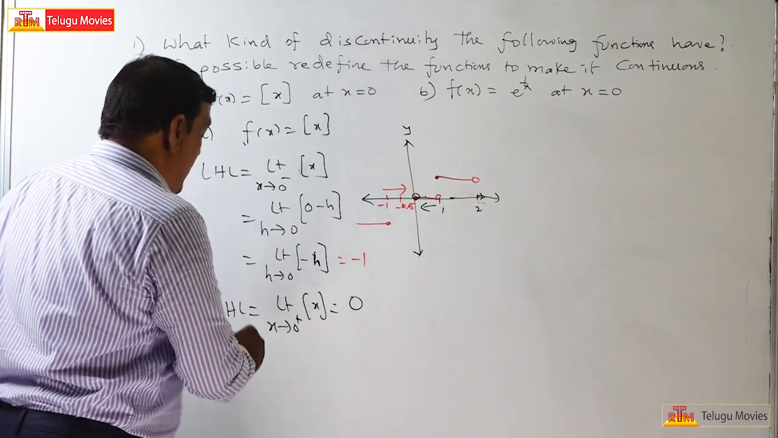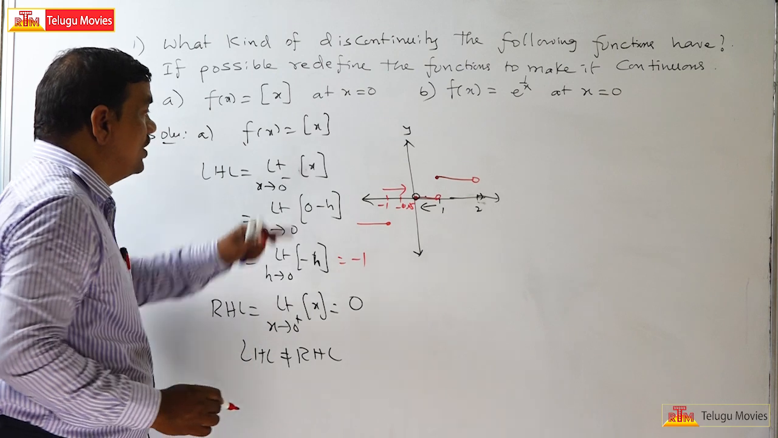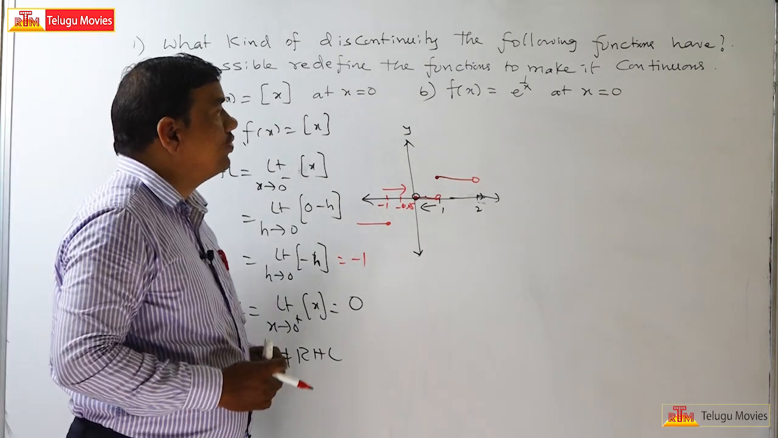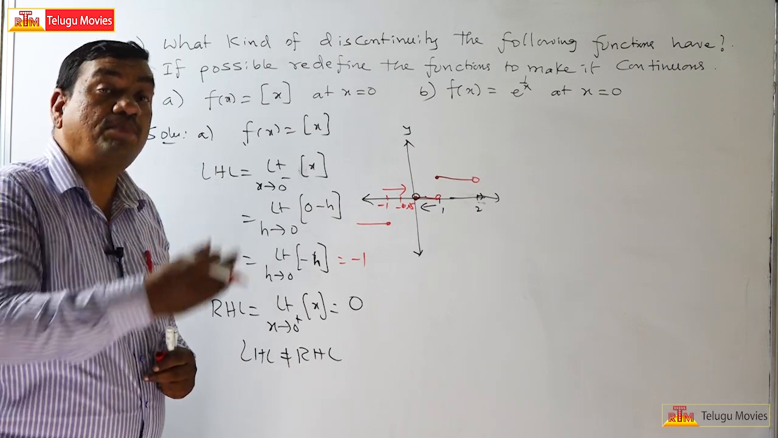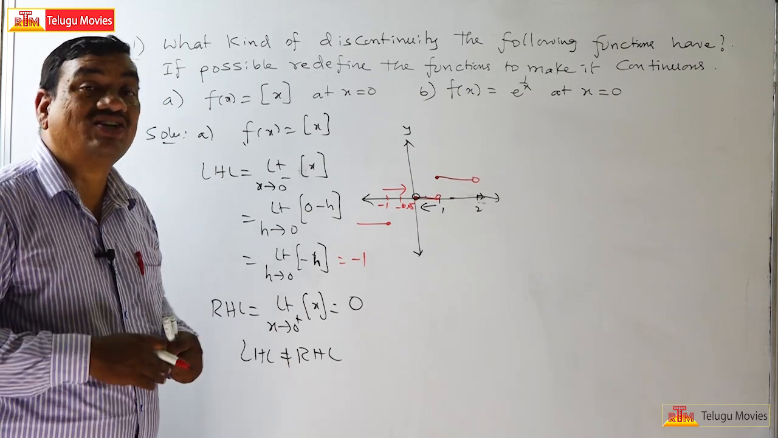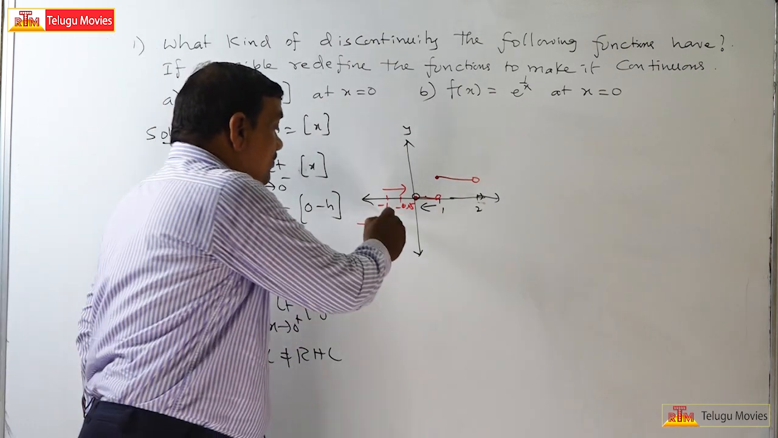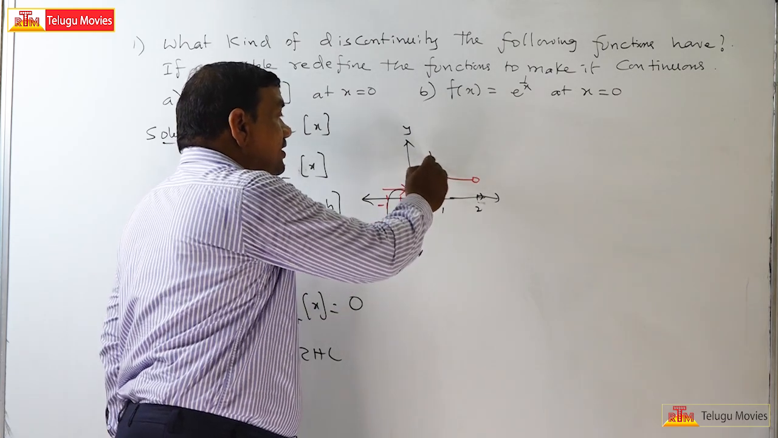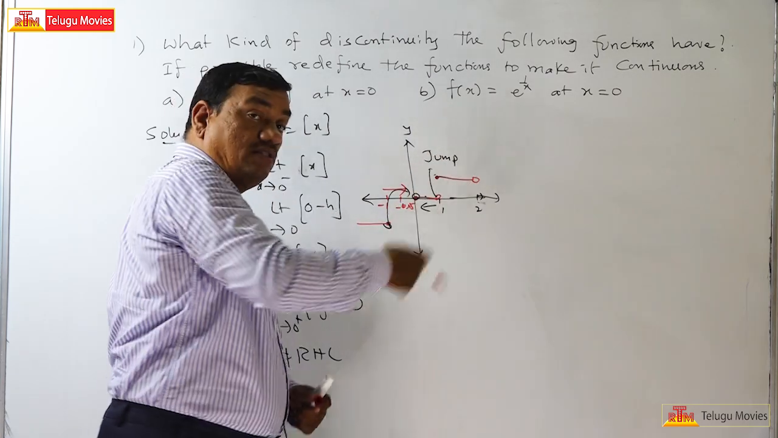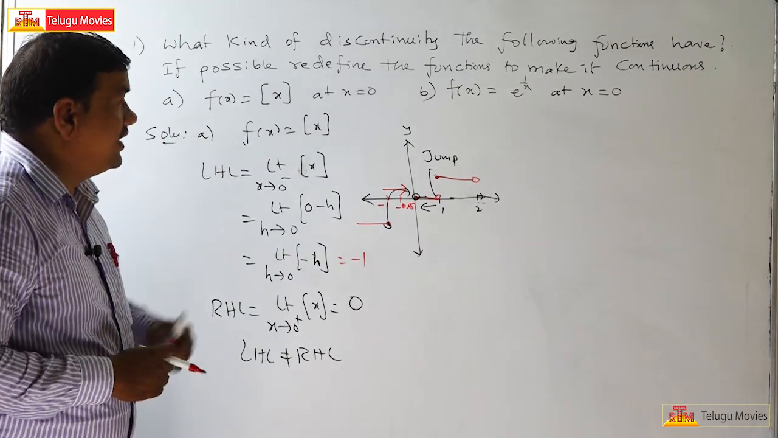So here LHL is not equal to RHL. Therefore, at x is equal to 0, the function is not continuous and it is called a jump type of discontinuity. It is non-removable. We cannot remove it. From here to here it jumps. So this is a jump type of discontinuity, and we cannot redefine this.